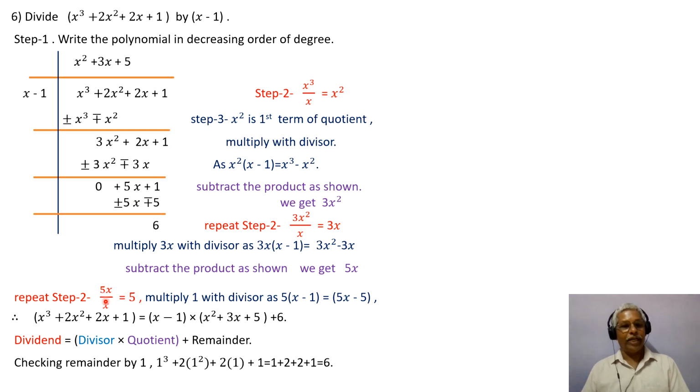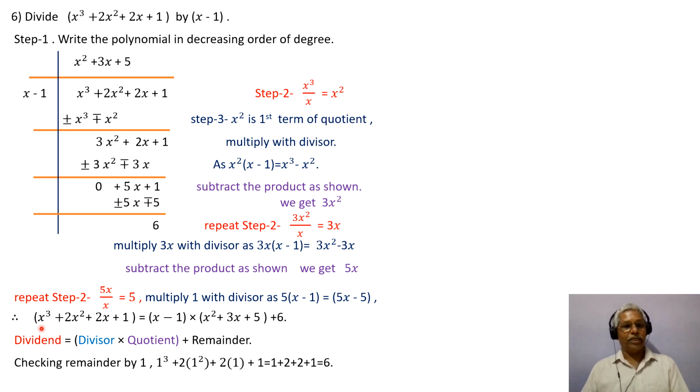Now third step, 5x upon x equal to 5. This is the last step. So 5 into x is 5x, 5 into minus 1 is minus 5. Change the sign, and you get 5x by x cancels, and 1 plus 5 is 6. So this is the remainder. It's very easy, so I have taken it very fast.